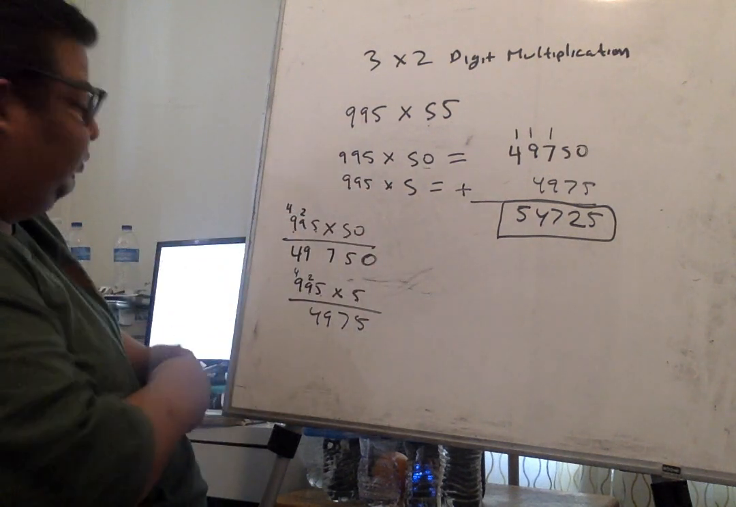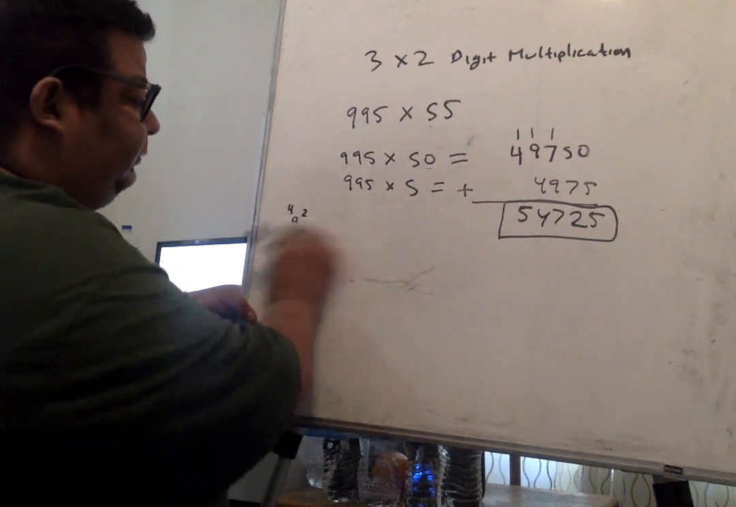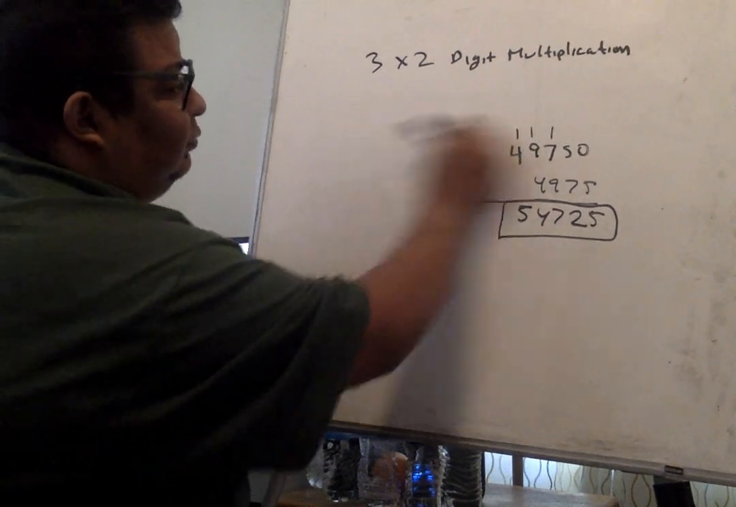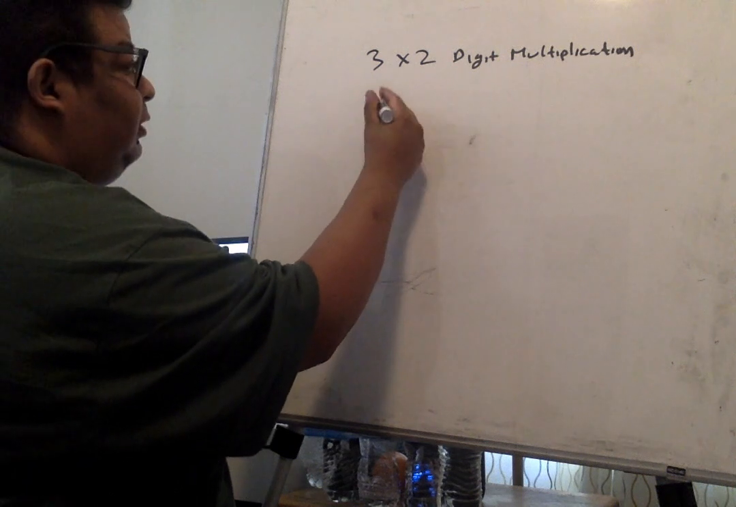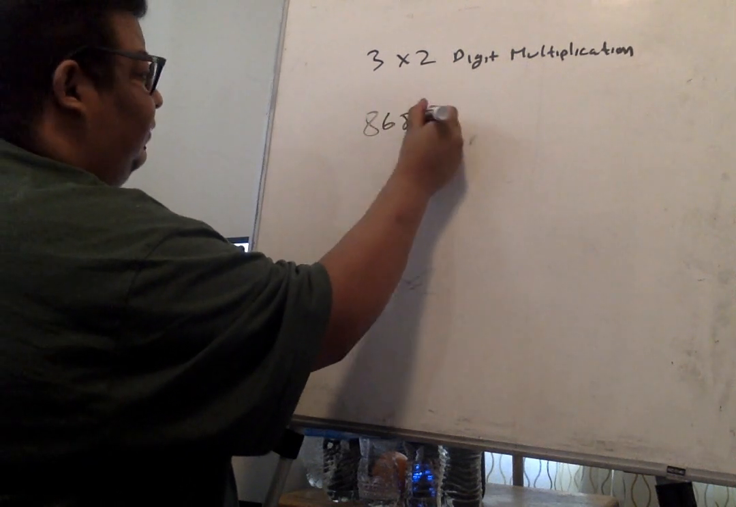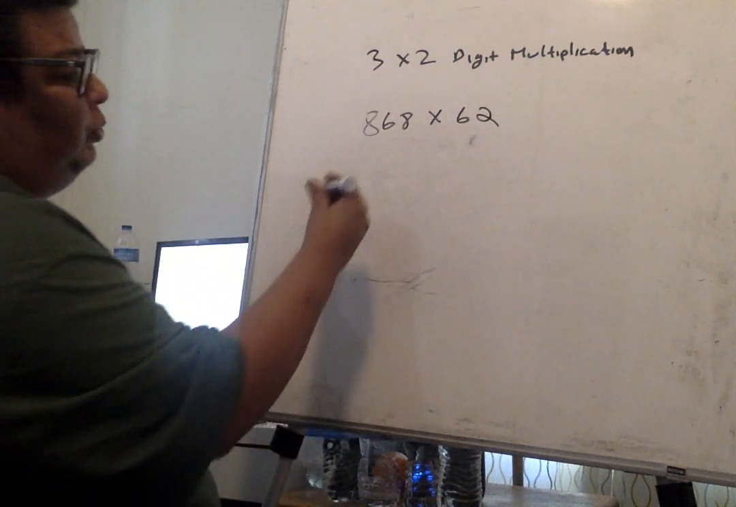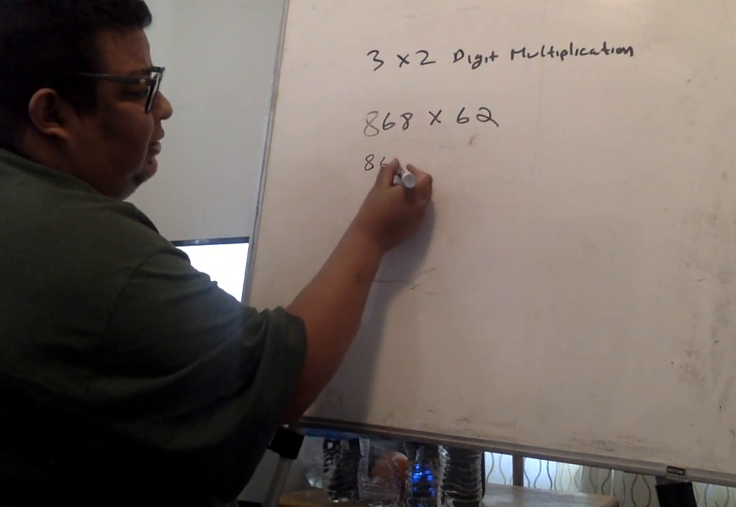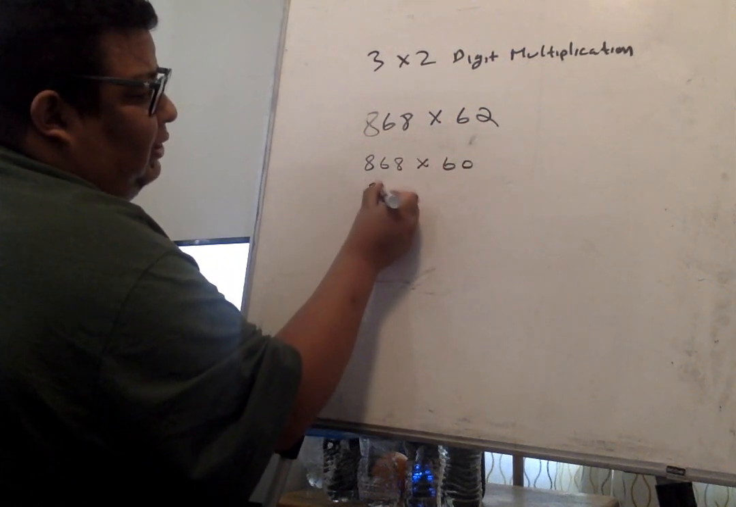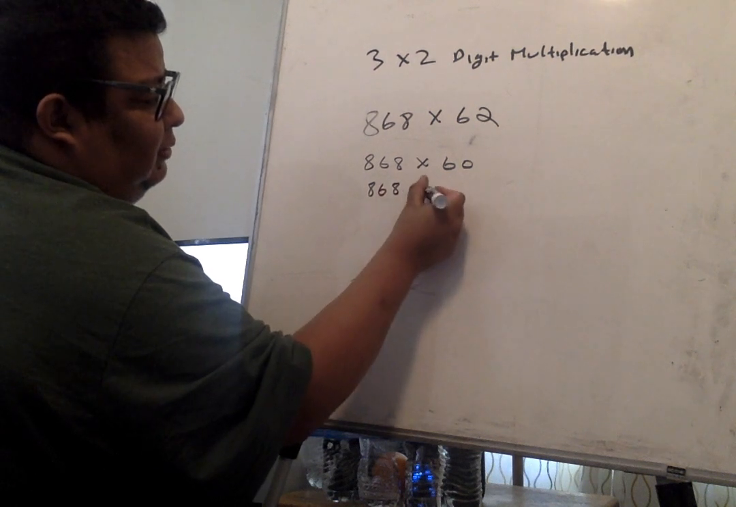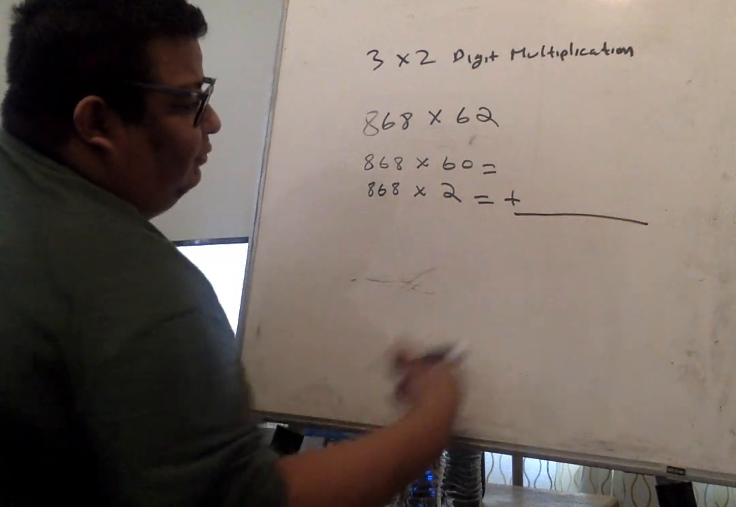Let's do one more example. So you do 468 by 62. Once again, we break it down into two problems. 468, the tens is 60, and then the ones is 2. So 468 times 2. Results, you add them up and you get your final answer.